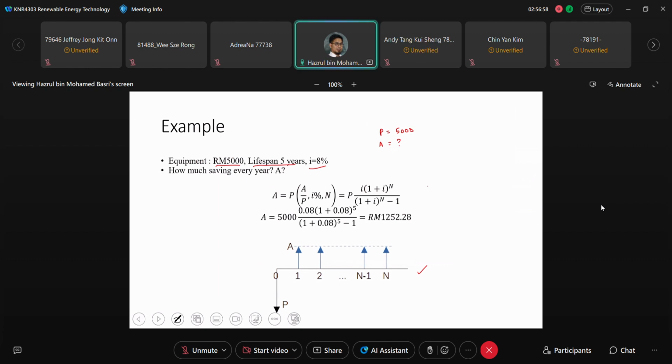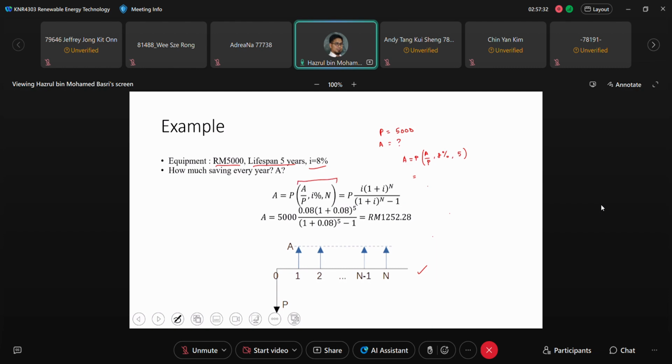Okay. Now coming back to basics, what do we know? What do we want to find out? We want to find out A, so you put A equal to, what do we know? We know P. What compound interest factor? P as numerator, A as denominator. What is the interest rate? 8%. What is the lifespan of the machine? 5 years. So we proceed. So yeah, A over P.